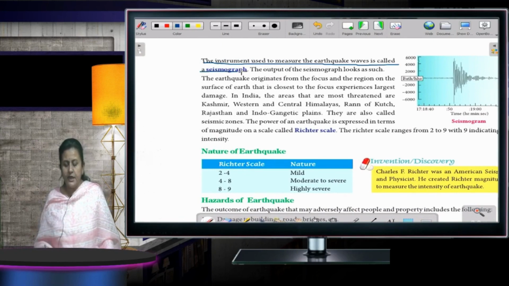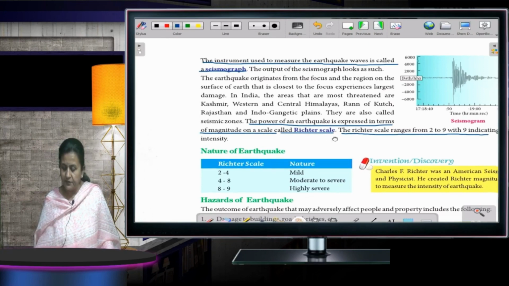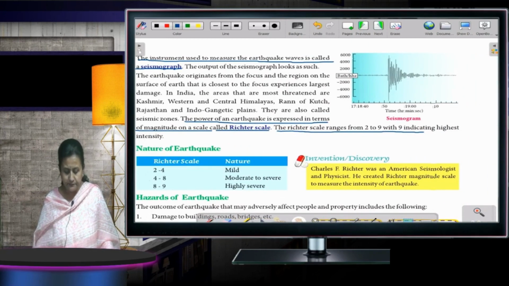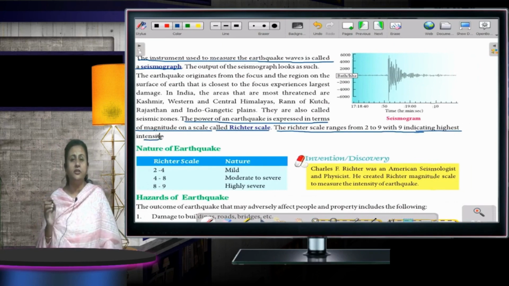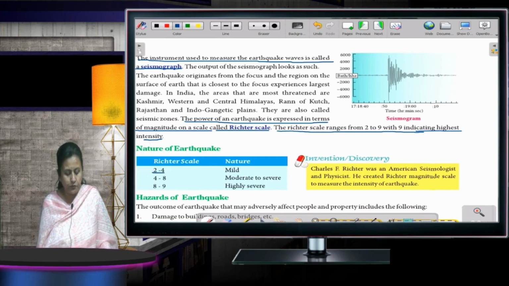Fine, children? And the power of an earthquake is expressed in terms of magnitude on a scale called the Richter scale. The Richter scale ranges from 2 to 9, with 9 indicating the highest intensity. Okay? It is divided from 2 to 9. Whenever it is 2 to 4, it is a mild one. 4 to 8, it is moderate to severe. And 8 to 9, it is a highly severe one.